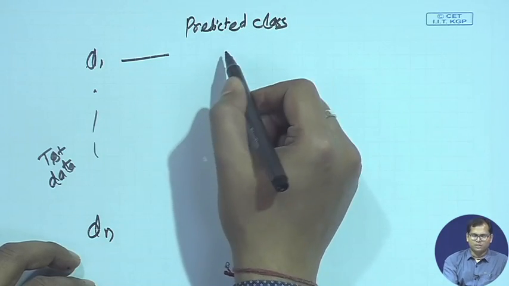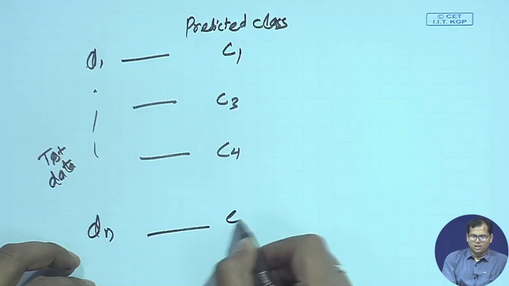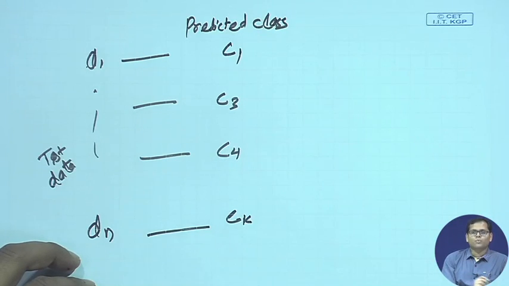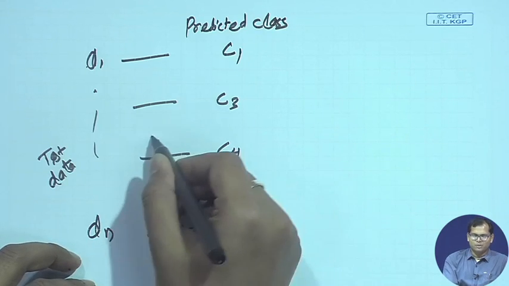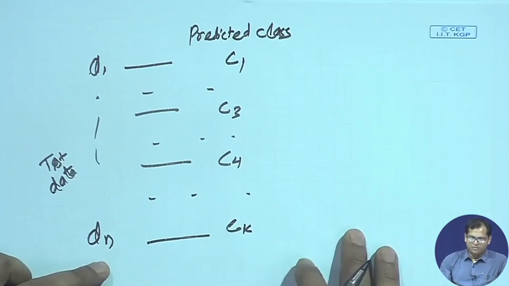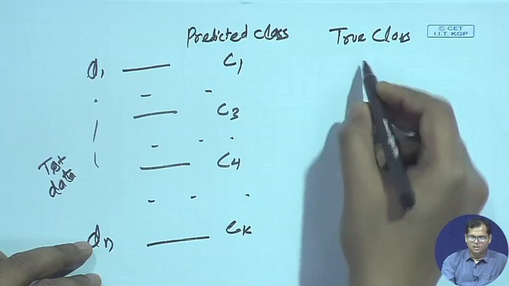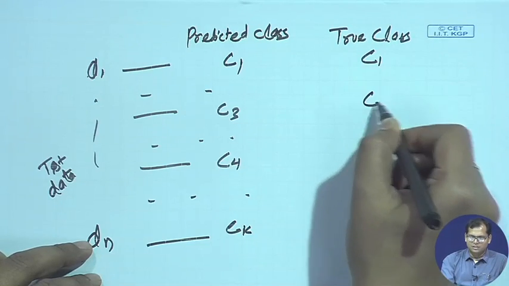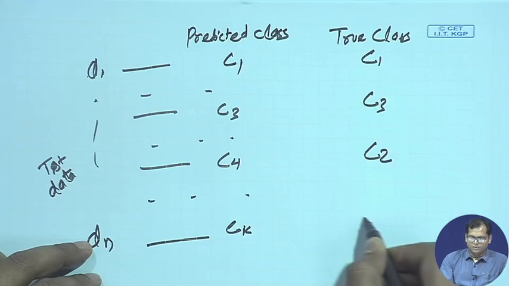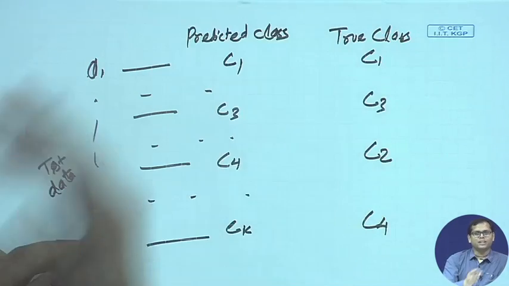Suppose you say this belongs to class C1, this belongs to class C3, this belongs to class C4, this belongs to class CK, whatever. For each document you are assigning some class. Now how do you know how good your model is? You have to compare it with the gold standard or the ground truth. Suppose this is actually C1, this is C3, this is C2, this is C4, and so on. This is the true class, and you want to match the true class with the predicted class.